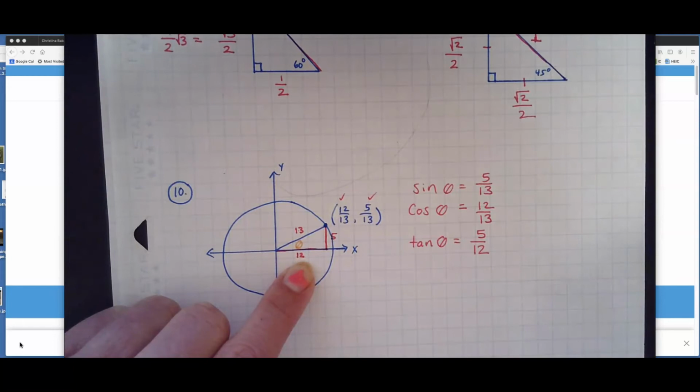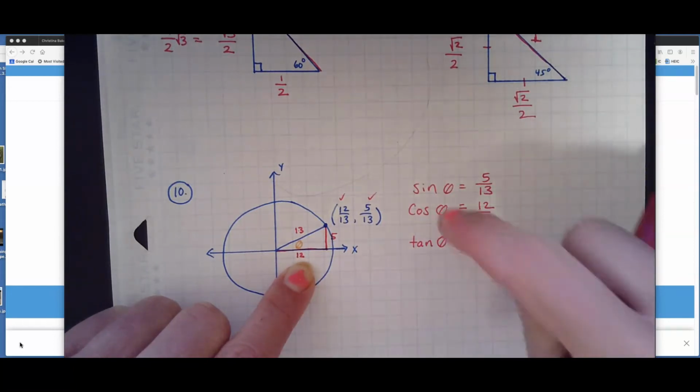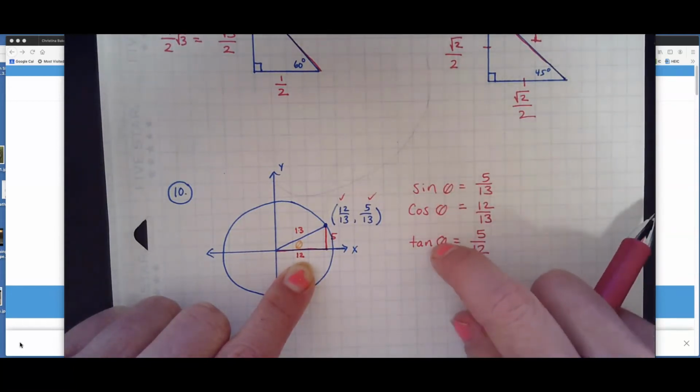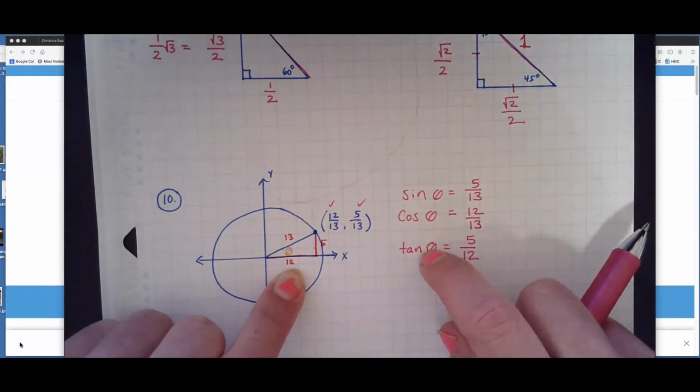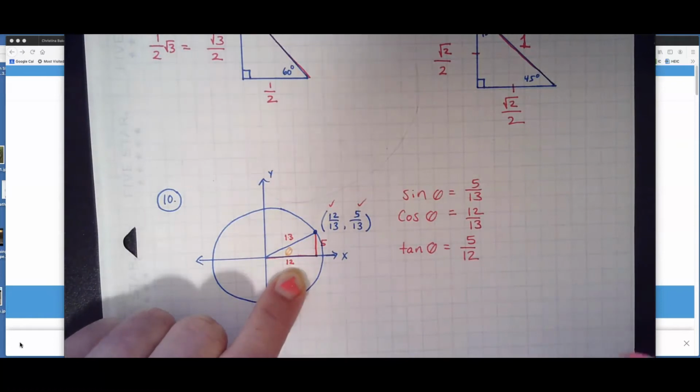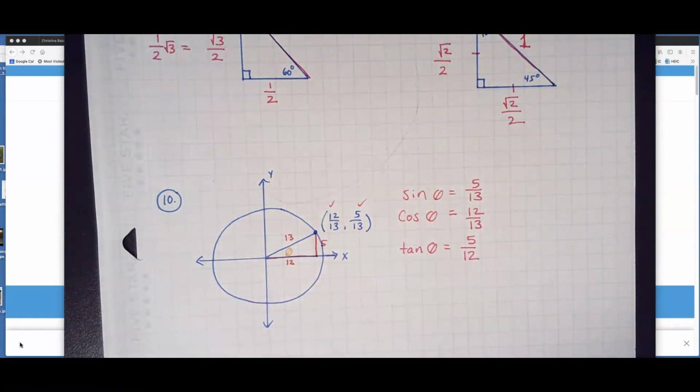The other 3 functions are the inverse of what you see here, so on your calculator you have buttons for those. The first one, we'll just do it for sine. The inverse of sine is cosecant.